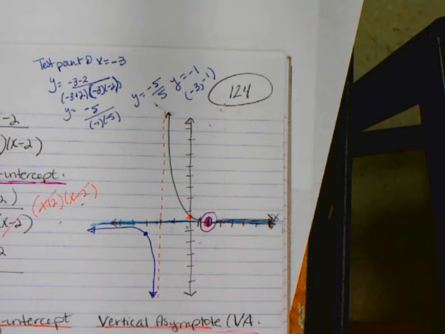All right, so make sure. The vertical asymptotes are a lot easier than the horizontal ones. So the horizontal ones just take a little bit more to sink in.